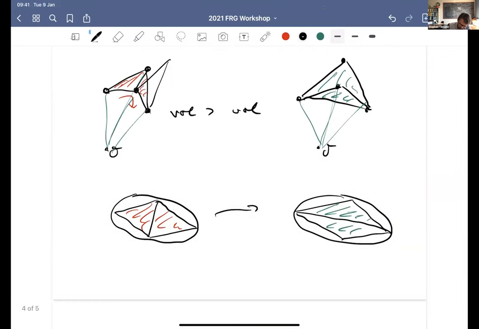And so the notion we want to define is what's called an altitude. Here the altitude of this edge, let's call it the edge E, is negative, okay? So this is what we don't like. And the altitude of this edge here is positive, yeah?